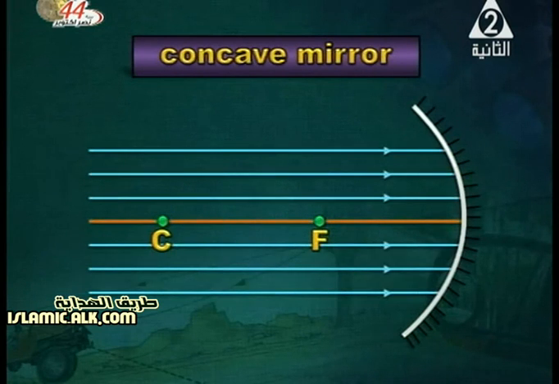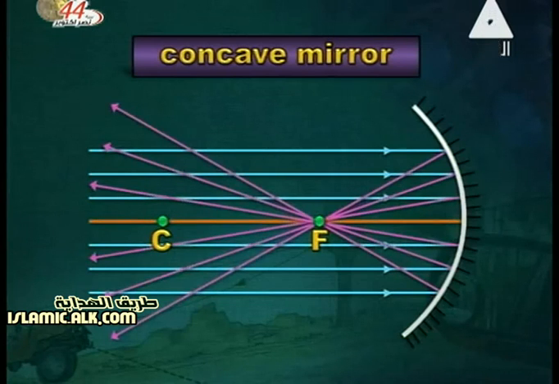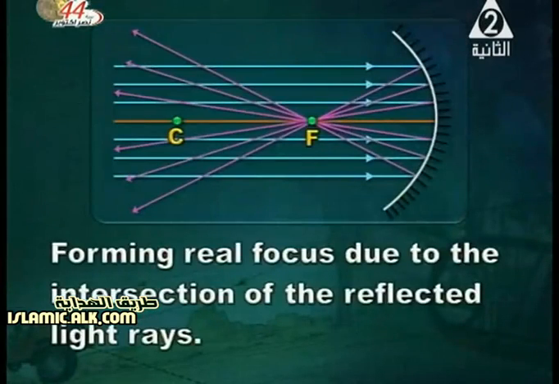These are the rays parallel to the principal axis. All these parallel rays will reflect on hitting the reflecting surface of the concave mirror to form an intersection at the point of the focus. This is also known as the real focus of a concave mirror, formed as the intersection of the reflected light rays after hitting the concave mirror. Forming a real focus is due to the intersection of the reflected light rays.